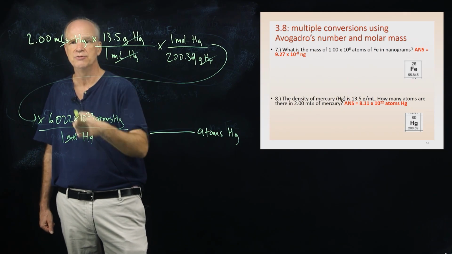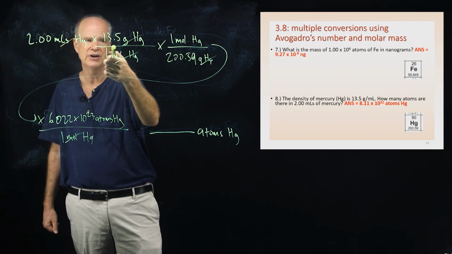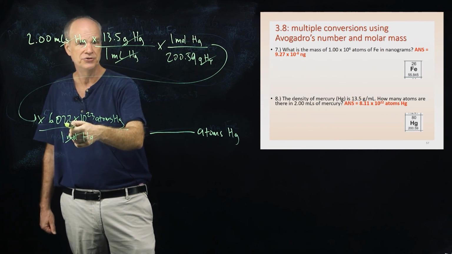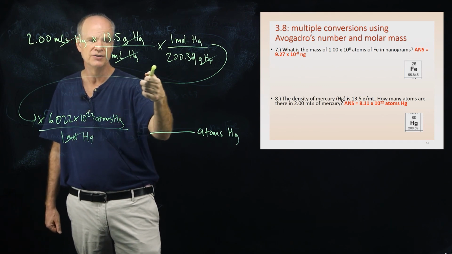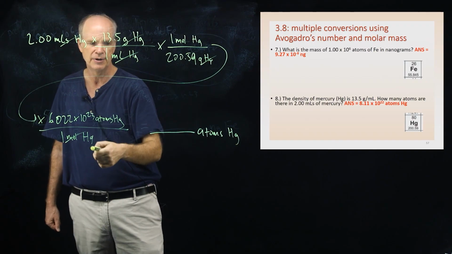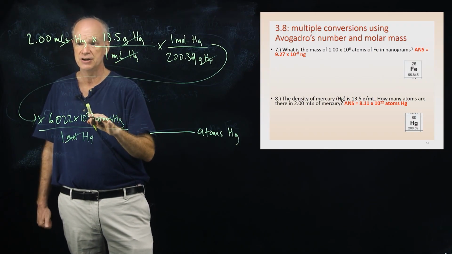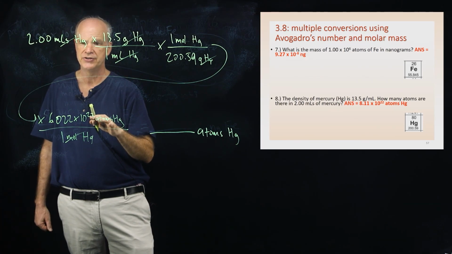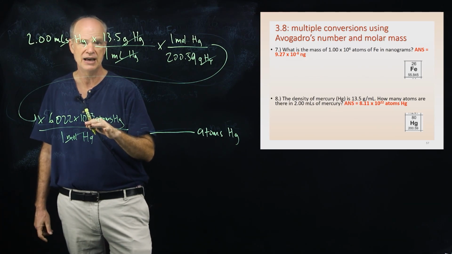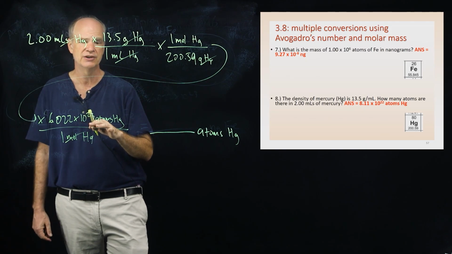So what would be the answer? It would be 2.00 times 13.5 times 1 times 6.022 times 10 to the 23 divided by 1 divided by 200.59 divided by 1. So if you do the math, you should get that answer that you see on the screen, 8.11 times 10 to the 22 atoms of mercury. And that seems to be rounded to the correct number of significant figures.